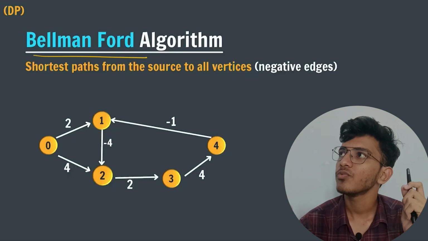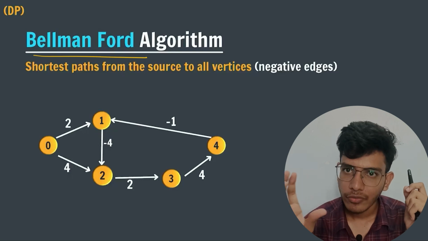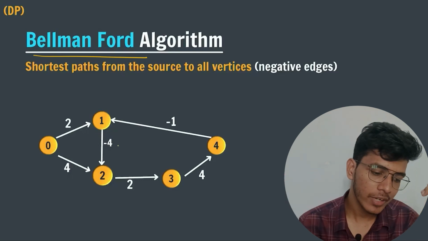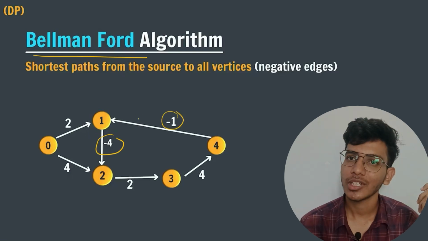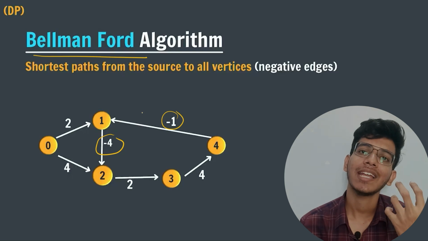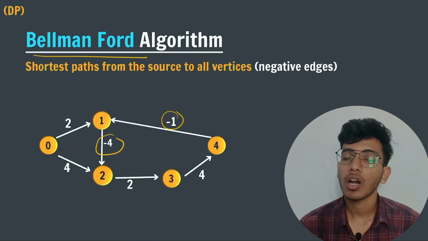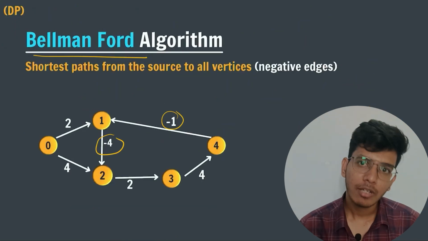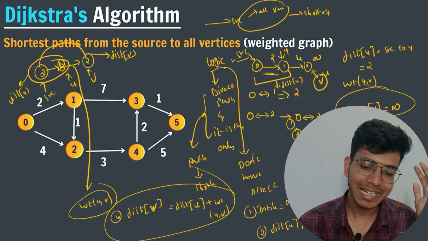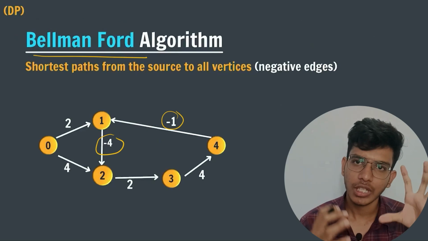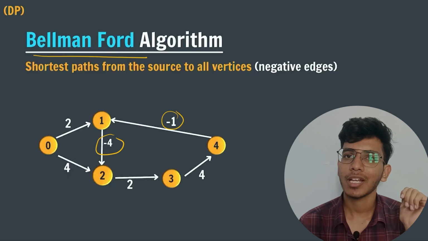But the problem with Dijkstra's algorithm is that it will not work for negative values. Let's say that in the weights, here you can see that I am having a weight of -4 and a weight of -1. If I am having negative weight values, then the Dijkstra's algorithm which we have studied now will not work, and in that case we will use the Bellman-Ford algorithm. Dijkstra's algorithm is based on the greedy approach, right? And the Bellman-Ford algorithm is based on the DP approach, which is dynamic programming.